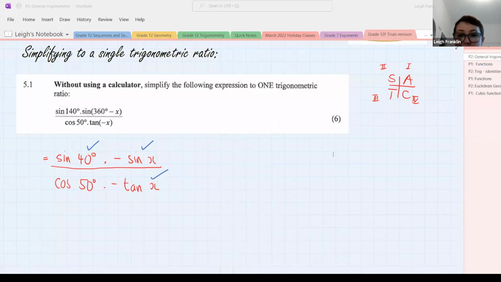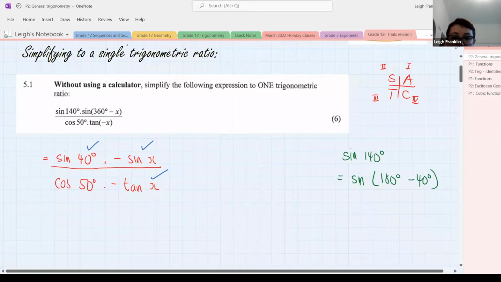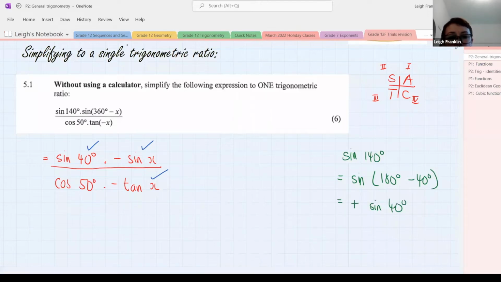No, Zoe. So what happens with sine 140 is this. Okay, let me do it on the side here for you. Everybody else, you just carry on going. Sine 140 is sine of 180 minus 40, which reduces to positive sine 40. Okay, Zoe?